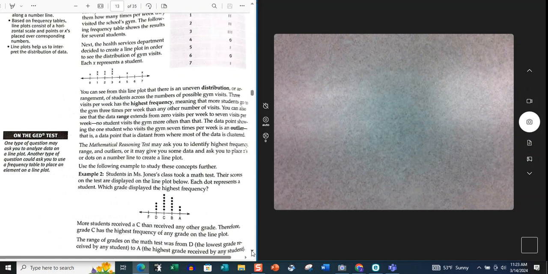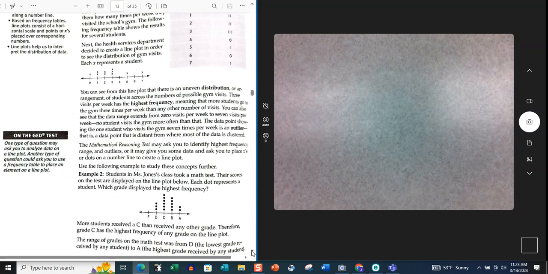You can also see that the data range extends from 0 visits per week to 7 visits per week. No student visits the gym more often than that. The data point showing the one student who visits the gym 7 times per week is an outlier. That is, a data point that is distant from where most of the data is clustered. The mathematical reasoning test may ask you to identify highest frequency, range, and outliers, or it may give you some data and ask you to place X's or dots on a number line to create a line plot.